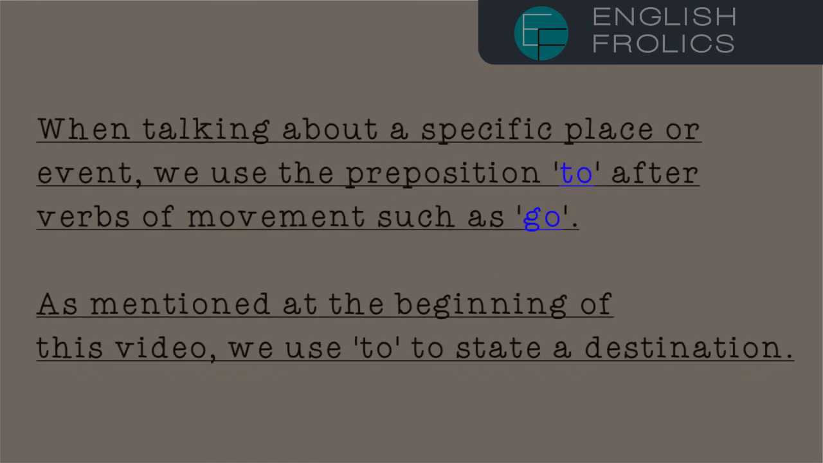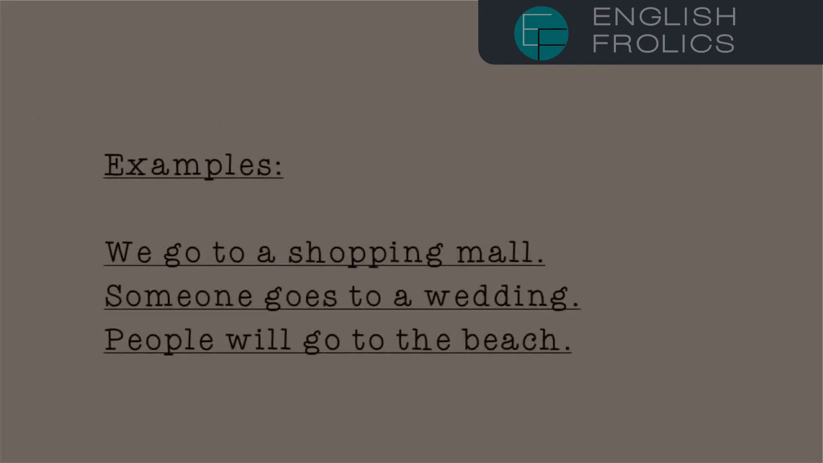When talking about a specific place or event, we use the preposition to after verbs of movement such as go. As mentioned at the beginning of this video, we use to state a destination. For example, we go to a shopping mall. Someone goes to a wedding. People will go to the beach.